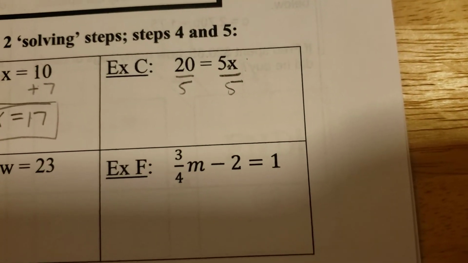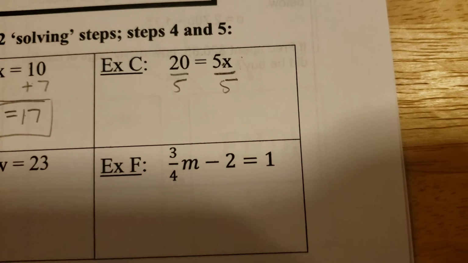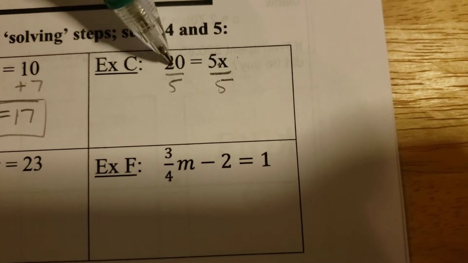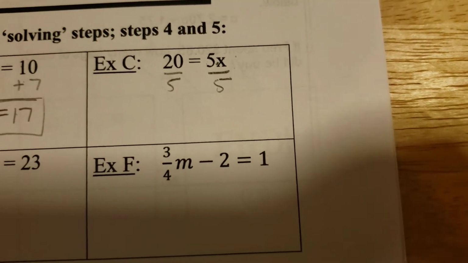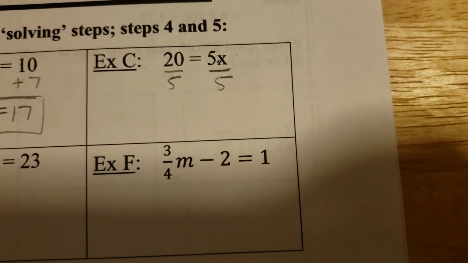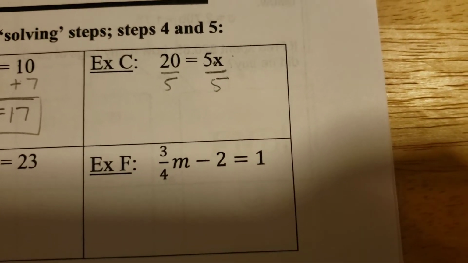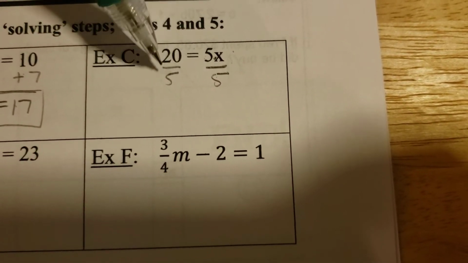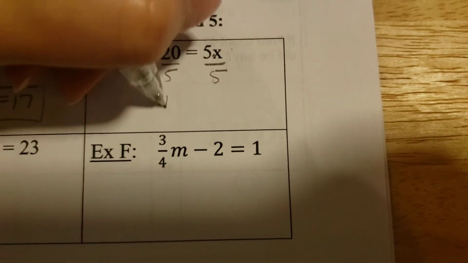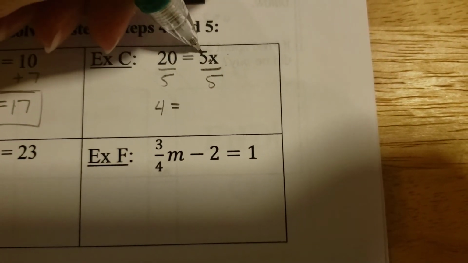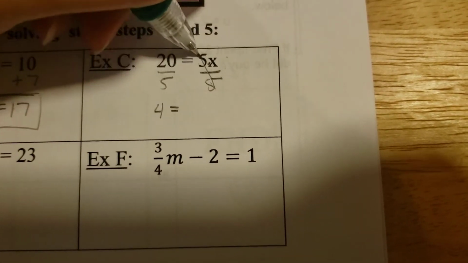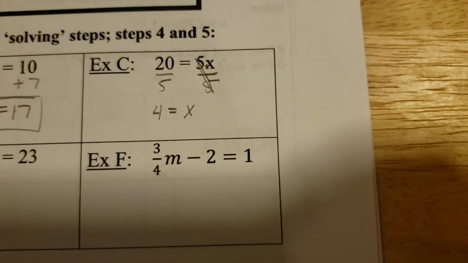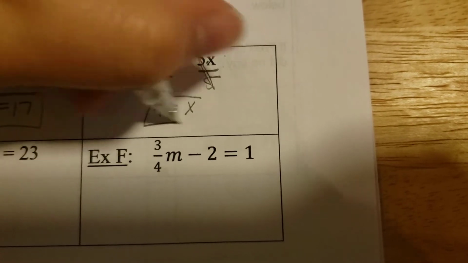So essentially, whenever you're down to this last step, when you have 5x on its own, and then you have a number here on its own, whenever you're trying to get rid of the number directly in front of the x, you're going to be dividing here. Okay, so we're dividing by 5, dividing by 5. So 20 divided by 5 is 4, and 5x divided by 5, the 5's cancel each other out, and you just have x. So x is 4.